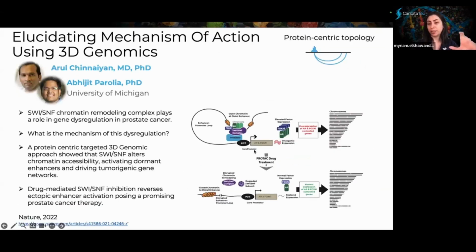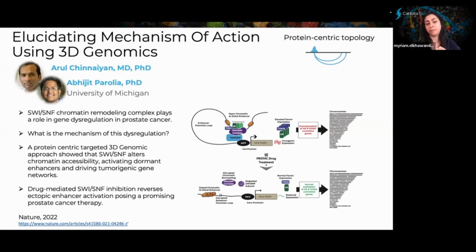Another case, this is more using a targeted approach. So now we're talking about protein-centric topology by Arul Shanayan and Abhijit Parolia from the University of Michigan. What they set out to study is the role that the SWI/SNF chromatin remodeling complex plays in gene dysregulation in prostate cancer. So it's also in the oncology world, and we're looking to understand this complex specifically. What role does it play, or how is it influencing the dysregulation in prostate cancer? It's known that it plays a role, but here it's more about understanding the actual mechanism for this dysregulation.